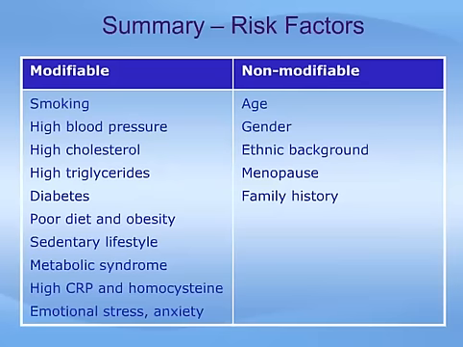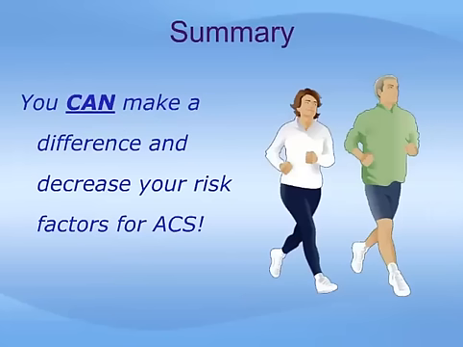To summarize, the risk factors for atherosclerosis include smoking, high blood pressure, high cholesterol, high triglycerides, diabetes, poor diet and obesity, sedentary lifestyle, metabolic syndrome, high CRP and homocysteine, emotional stress, anxiety, and non-modifiable things such as age, gender, ethnic background, menopause, and family history. You can make a difference and decrease your risk factors for acute coronary syndrome. Work with your doctor to come up with a plan that is right for you.